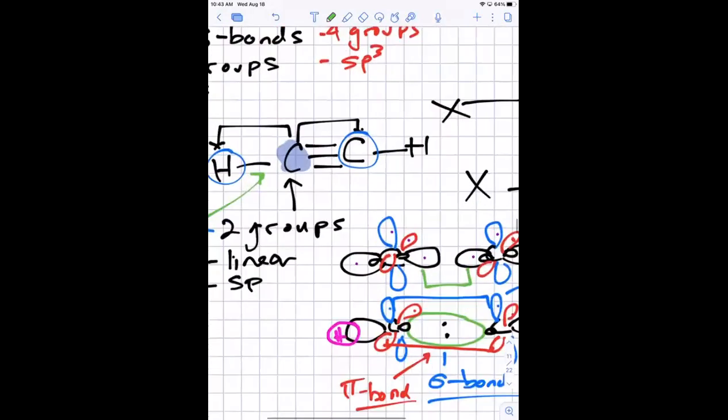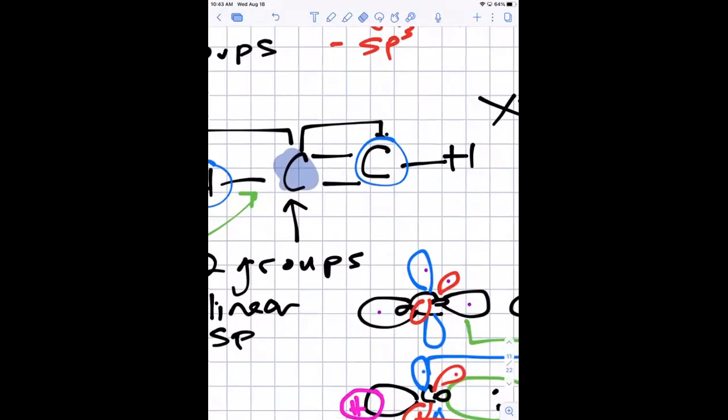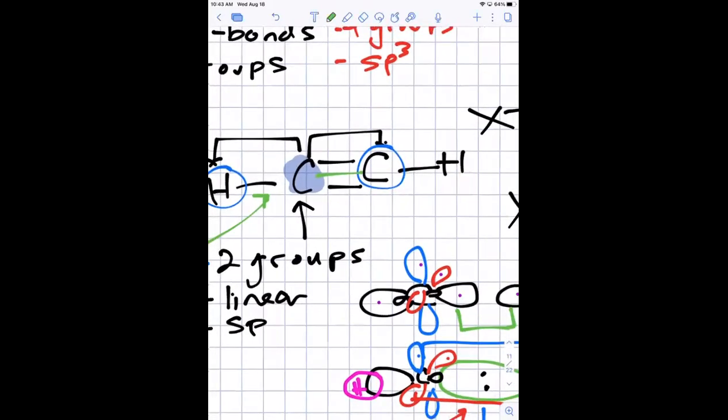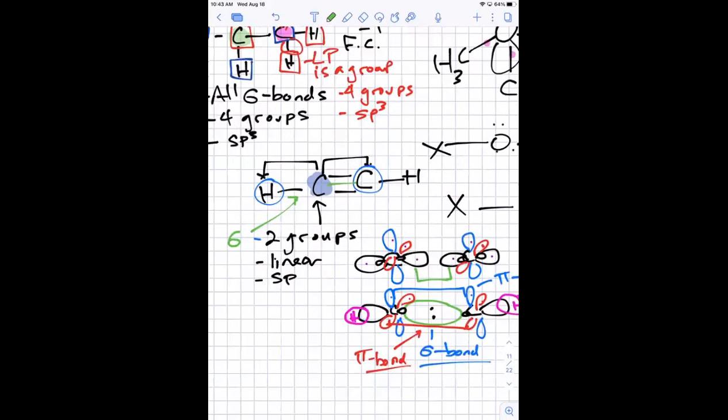And then if we look here, I always just pick the middle bond in a triple bond. So the middle bond is sigma, and then the other 2 bonds are pi bonds. So the carbon itself can make 2 sigma bonds and 2 pi bonds if it's sp hybridized, because it's got to have 4 bonds to it.